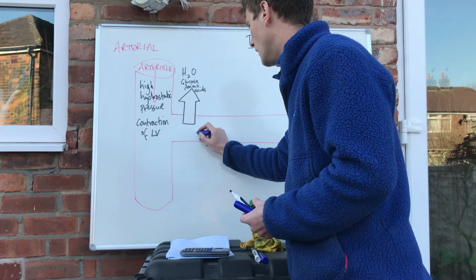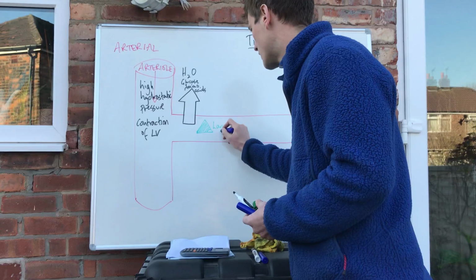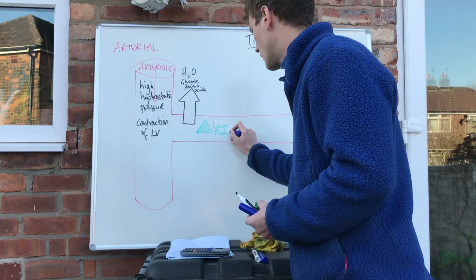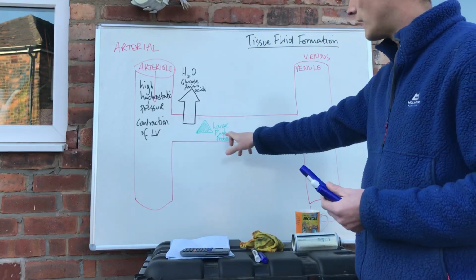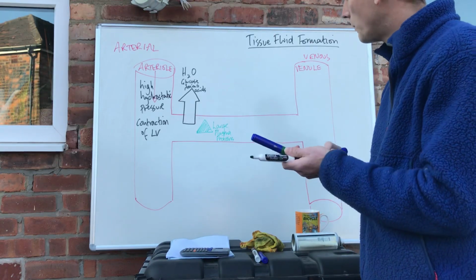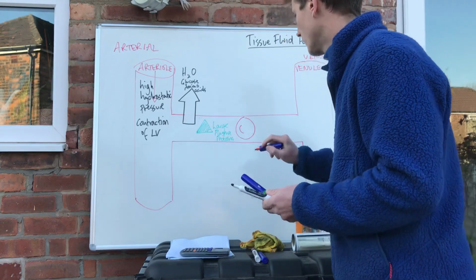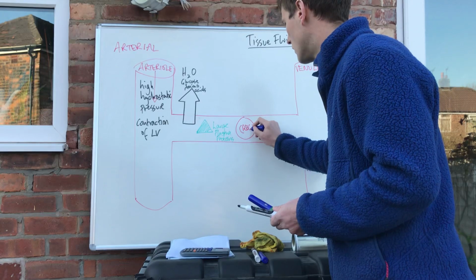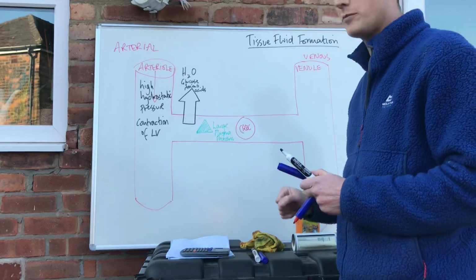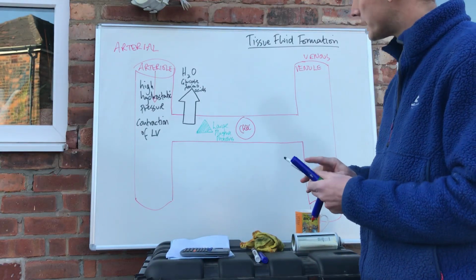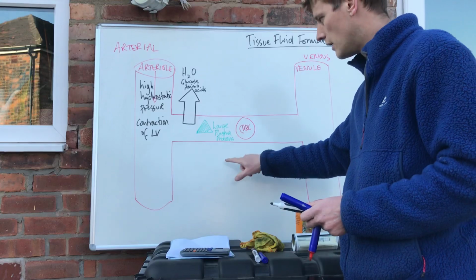And they include, I'm just going to draw it as a triangle, things such as the large plasma proteins. Now they're important, I'll come back to those in a second, as well as red blood cells, and the other blood cells and platelets, etc. Now the significance of those large plasma proteins is that they lower the water potential. So they keep the water potential of the plasma that is in the capillary low.